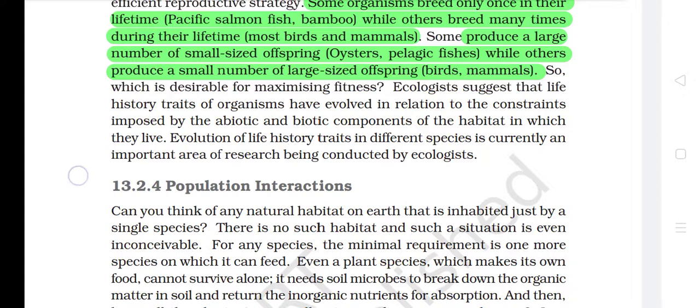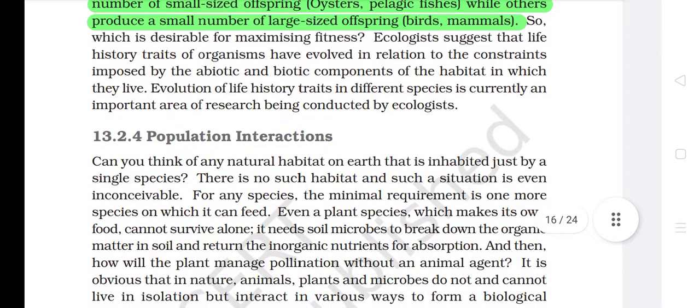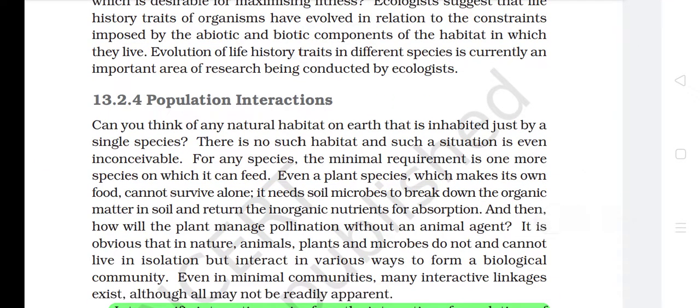Ecologists suggest that life history traits of organisms have evolved in relation to the constraints imposed by the abiotic and biotic components of the habitat in which they live. Evolution of life history traits in different species is currently an important area of research being conducted by ecologists.